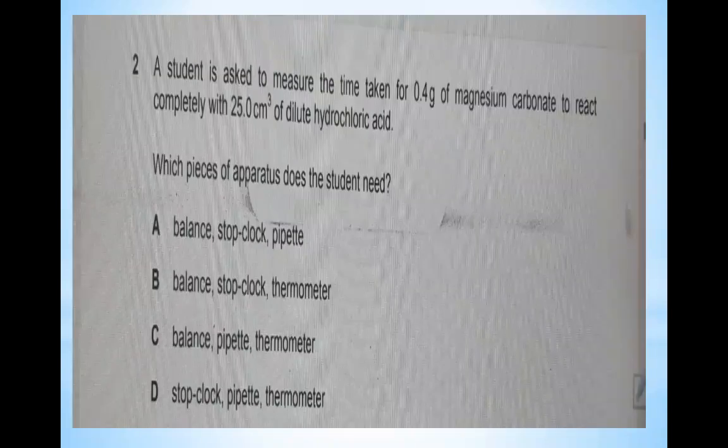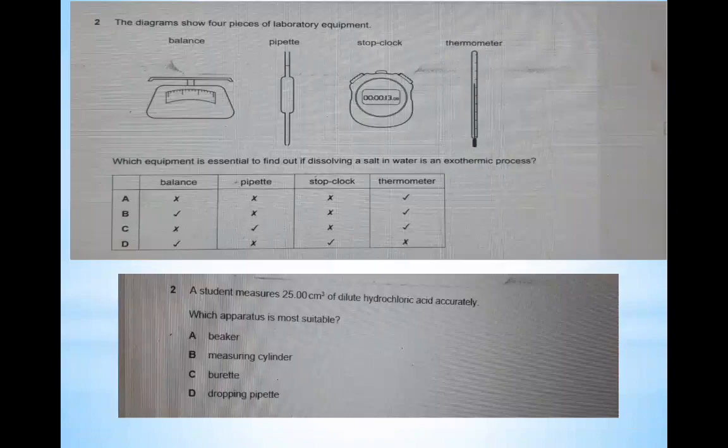Moving on, the question is: a student is asked to measure the time taken for 0.4 gram of magnesium carbonate to react completely with 25 centimeter cube of dilute hydrochloric acid. Which apparatus do we need? Firstly, we'll need time, of course, because time taken is important. Then we will need a pipette, stop clock, and a balance. So I think it's A. What do you think? We do not need a thermometer because there is no need to measure the temperature over here. What do you guys think? Then there are some further questions. You can do them.